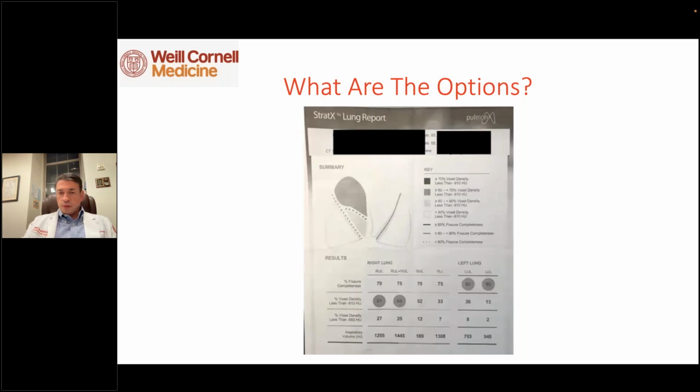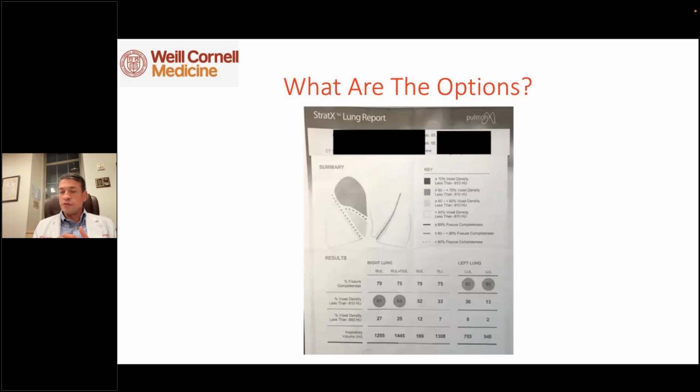What about here? I hope this projects well. Here we have a patient with a healthy left lung, and a patient that has heterogeneous upper lobe predominant emphysema in the right lung. Fissures are incomplete in the right lung, so this patient would be a candidate for LVRS in the right upper lobe.